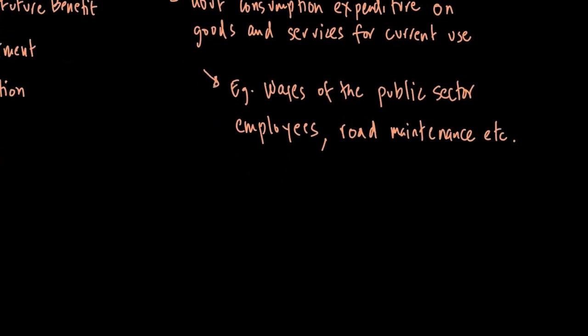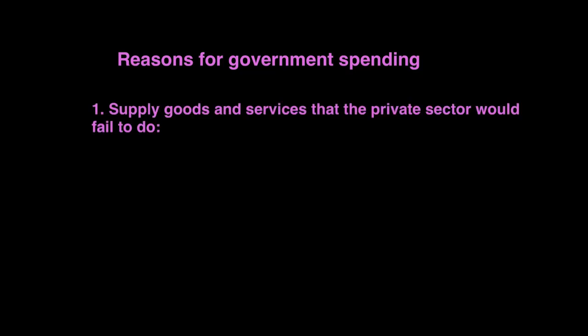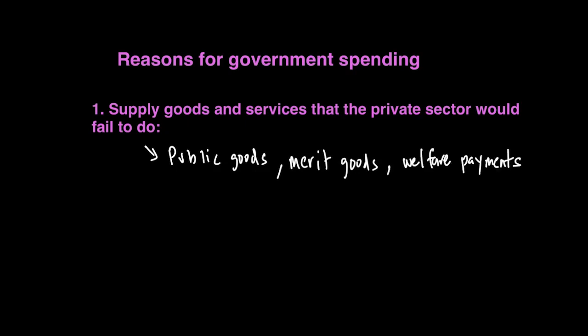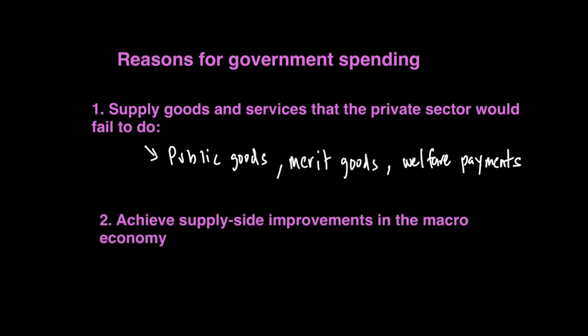Now let's look at the reasons for government spending. Government spends money for many different reasons, including to supply goods and services that the private sector would fail to provide, such as public goods like defense, or merit goods such as hospitals and schools, and even welfare payments and benefits such as unemployment benefits and disability benefits that only the government can pay. Another important aspect is to achieve supply side improvements in the macroeconomy, such as spending on education, training, and other aspects that can improve labor productivity.